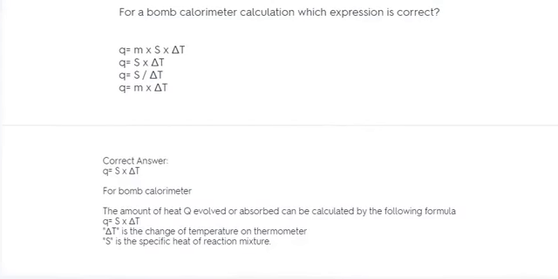For a bomb calorimeter calculation, which expression is correct? Q equals m times S times T. Q equals S times T. Q equals S per T. Q equals M times T. Correct answer: Q equals S times T. For a bomb calorimeter, the amount of heat Q evolved or absorbed can be calculated by the following formula. Q equals S times T. T is the change of temperature on the thermometer. S is the specific heat of the reaction mixture.